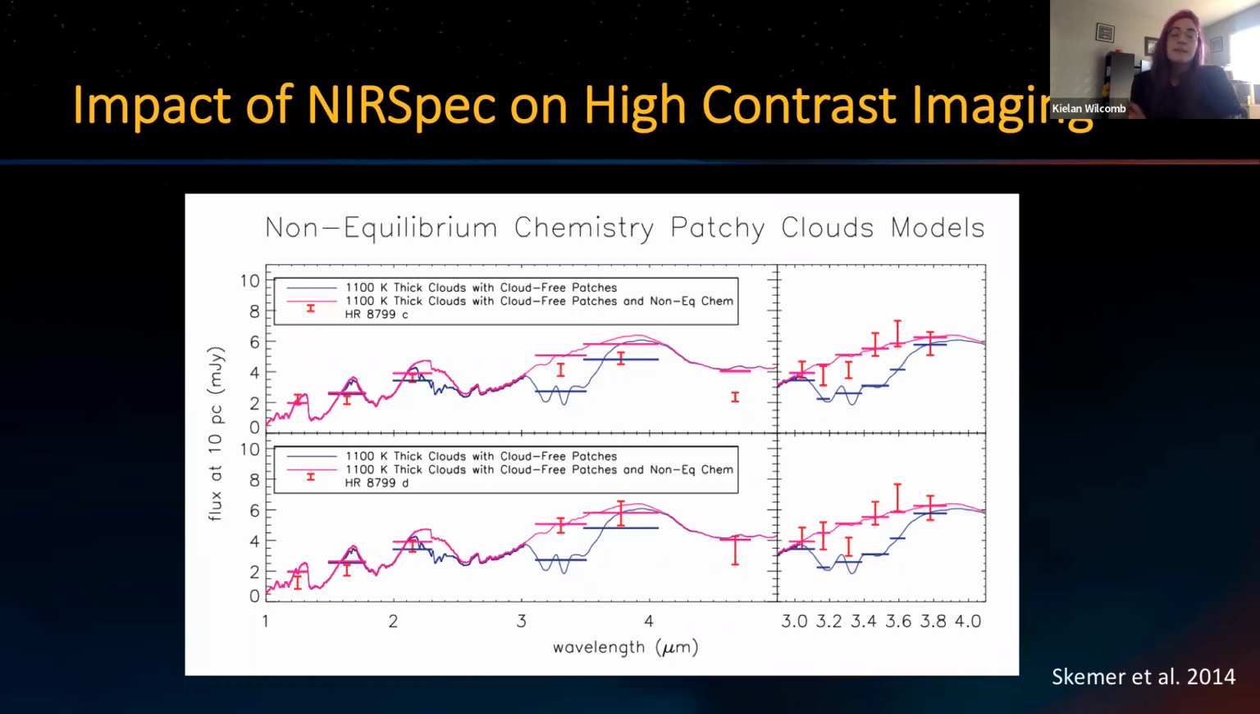Shown here is a plot by Skemer et al. 2014 that shows models of HR 8799 C and D. The pink shows non-equilibrium chemistry, and the blue shows equilibrium chemistry. From 1 to 2.3 microns, there are some minor differences, and the planets tend to be on par with the pink model. 3 to 4 microns shows how different the models are, and shows that both planets tend to be in non-equilibrium. Having moderate resolution coverage of this area will greatly improve our understanding of how these objects work.